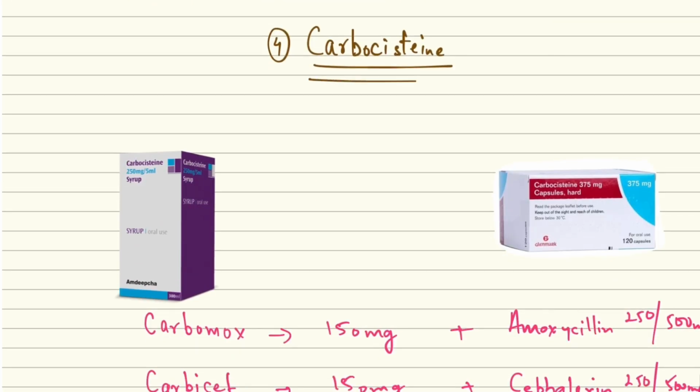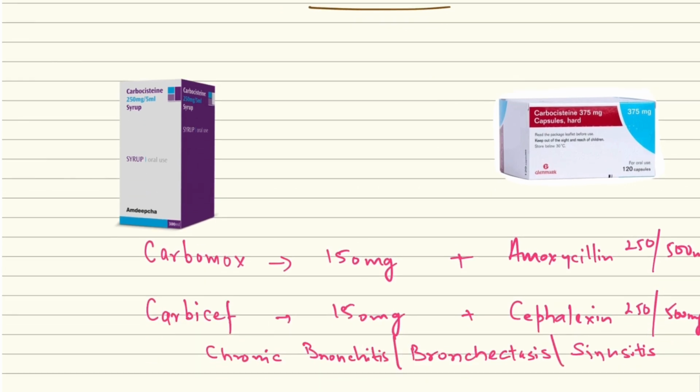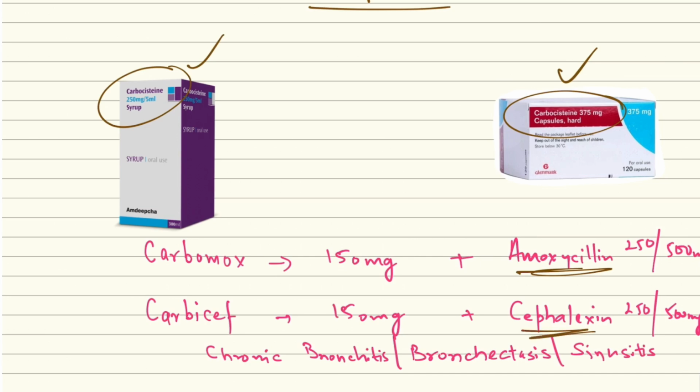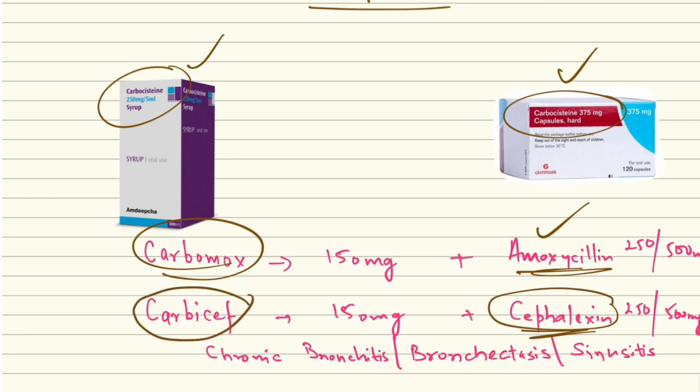Another drug is carbocysteine. It is also a mucolytic, and its action is similar to acetylcysteine. Carbocysteine comes as a 375 mg capsule, or as a syrup where 5 ml contains 250 mg of carbocysteine. We can combine carbocysteine with antibiotics like amoxicillin or cephalexin. Combined with amoxicillin, it is called carbomex, and combined with cephalexin, it is called carbicef. Here the dose of carbocysteine is 150 mg, while the dose of antibiotic is 250 and 500 mg.